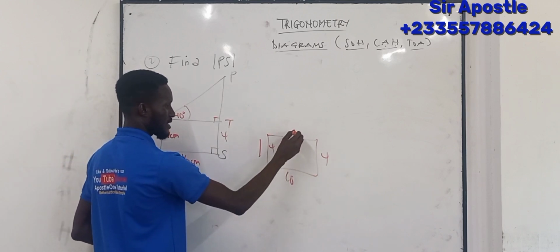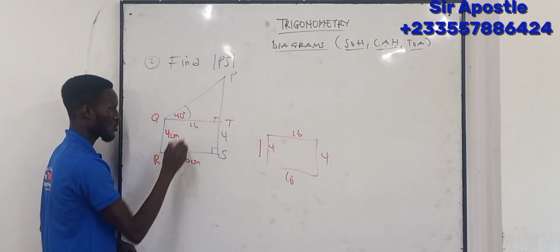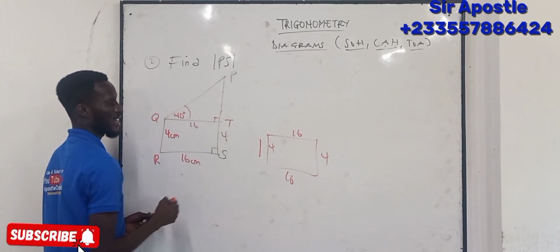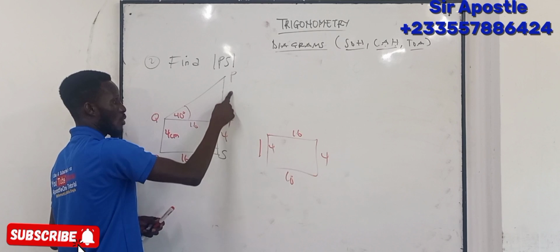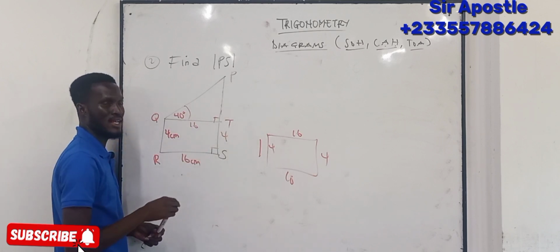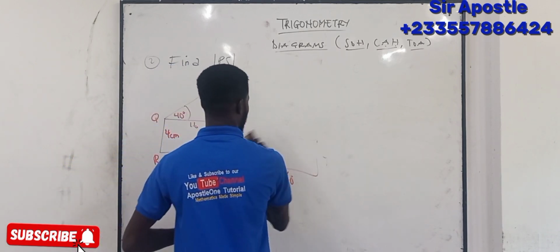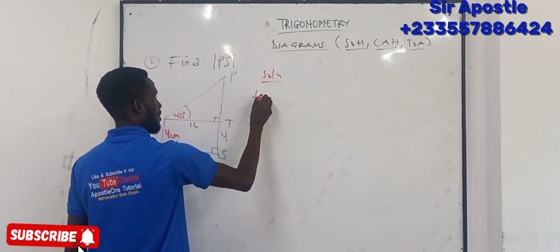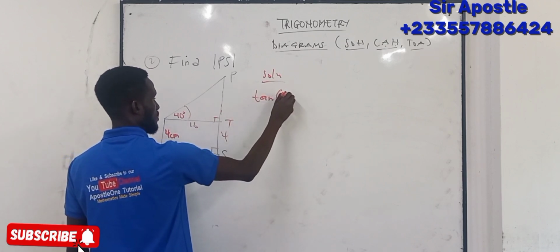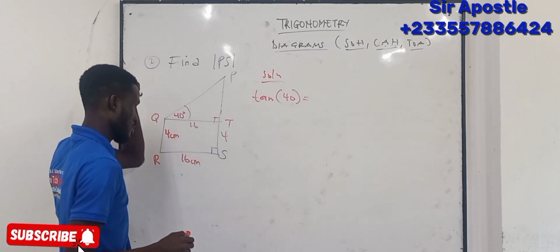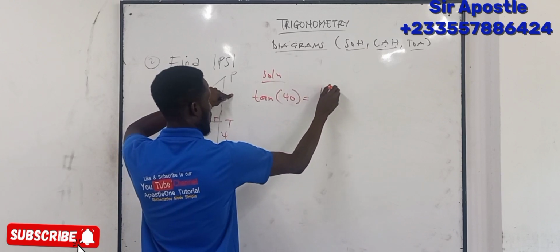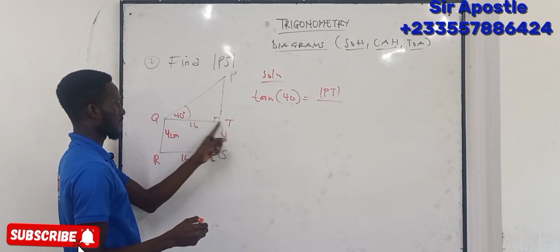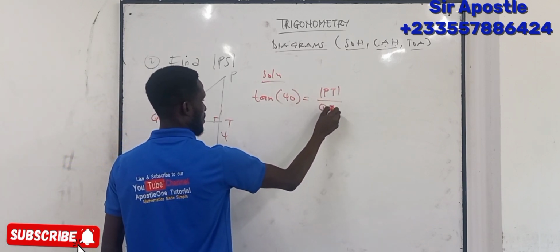Here is 16, it means this side is also 16. So you have to find this side, then we are done. How are you going to find this side? Here is opposite. Here is what? They are adjacent. So I have to use tan. So solution, the angle is 40. So tan 40 is equal to opposite, that is PT, divided by adjacent QT.